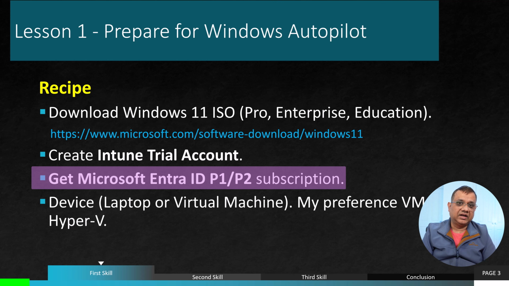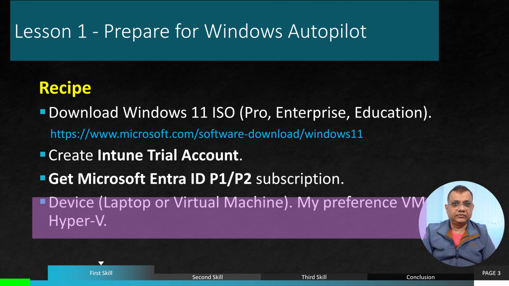The last thing is we need to have a device. You can use any physical device, any spare laptop at your home, for Autopilot, or actually I would prefer a virtual machine. I used to use Hyper-V. If you have Hyper-V on your Windows 10 or Windows 11 device, you can create a virtual machine and utilize it for Windows Autopilot.